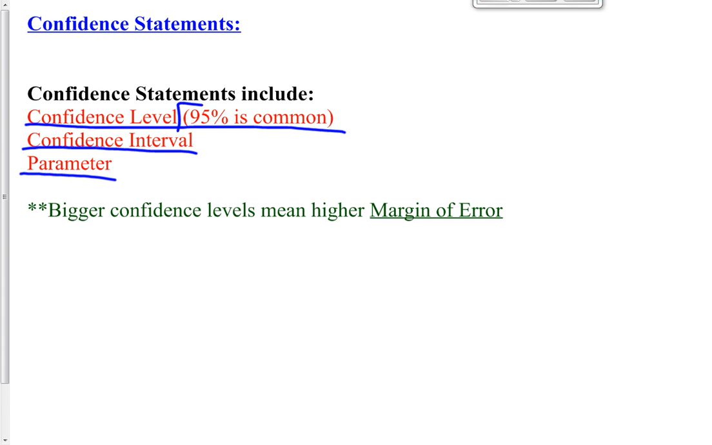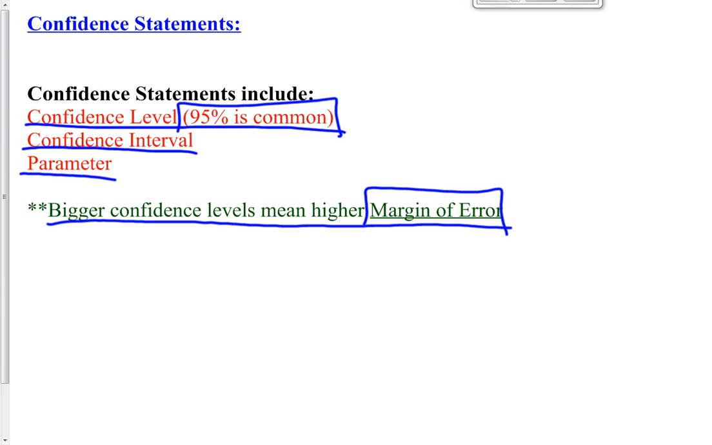Again, we always deal with 95%, but it's nice to know that if you have a bigger confidence level, let's say you want to be 97% confident or 99% confident, that means you have to open up your margin of error. It's like if you're 95% confident that it's between this value and this value, well, if you're 99% confident, then you have to open up your margin of error, because just in case you're wrong, you've got to cover yourself on both ends. So if you're going to be more confident, you've got to give yourself more wiggle room to be off a little bit. So you've got to open up your margin of error.